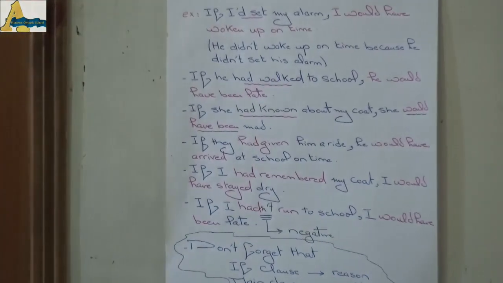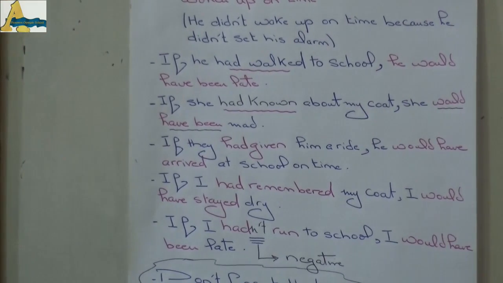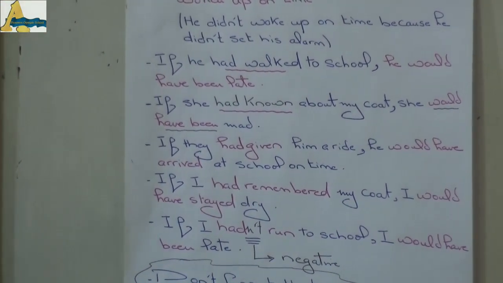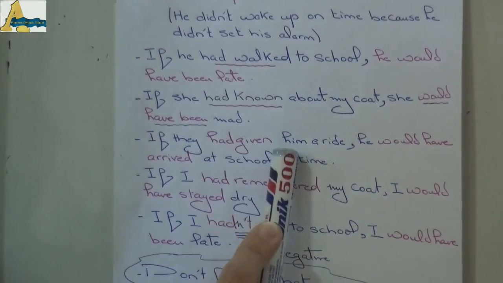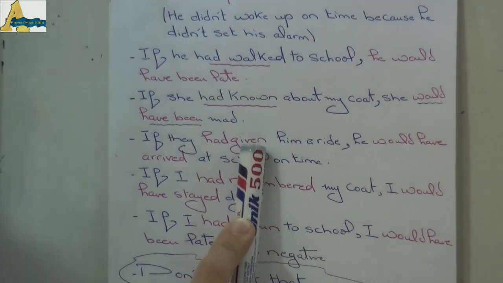Did they give him a ride? Of course not. Unfortunately, he wasn't given a ride. So after if, the verb has to be written in the past perfect: had plus the past participle.